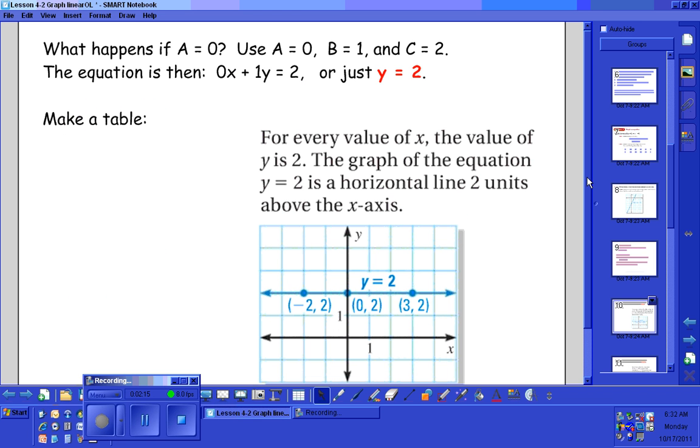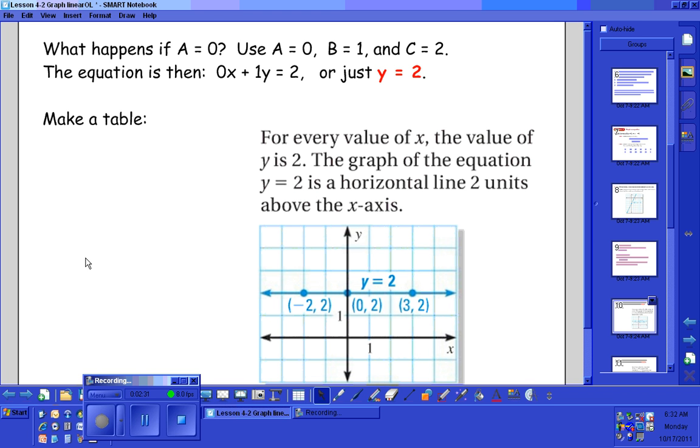Now, what does happen if you have a is equal to 0? Well, let's check that out. Let's say a was 0, b was 1, and c was 2. Plugging those into standard form, we have 0x plus 1y is equal to 2. Or simplify that just a little bit, y is equal to 2.